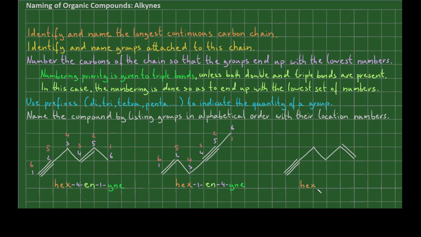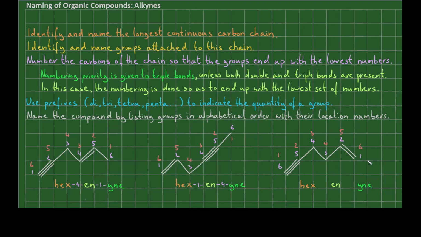I'm going to list the double and triple bond in alphabetical order. So far we have hex, ene and ine. Now I just need the location numbers. Let me quickly number this chain from left to right and from right to left. In this particular case, we end up with identical sets of numbers. I can either have 1 for the double bond and 5 for the triple bond, or 1 for the triple bond and 5 for the double bond.